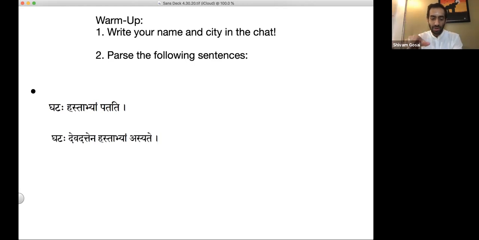So the pot is thrown by the hand, for the purpose of the hand, or from the hand. So it could be 3-2 if it's thrown, right? It could be 3-2, 4-2, or 5-2. In the chat, tell me which one you think it is: 3-2, 4-2, or 5-2?